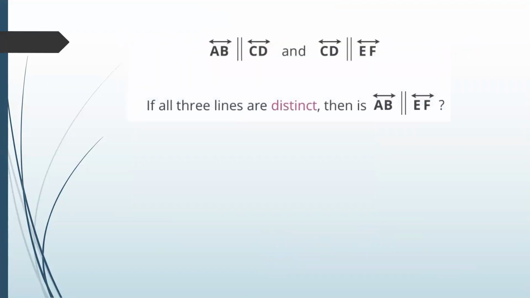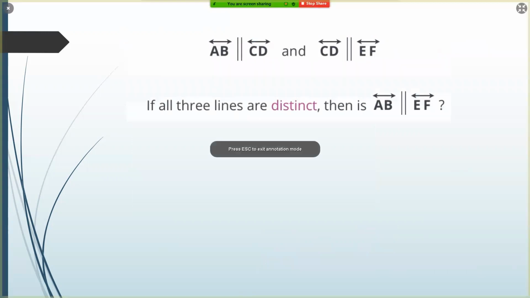The next one, I'm telling you line AB is parallel to line CD, and line CD is parallel to line EF. If all 3 lines are distinct, which means they're all 3 different lines, then is line AB parallel to line EF? What do you think? Let's draw ourselves a picture. We're going to have AB.